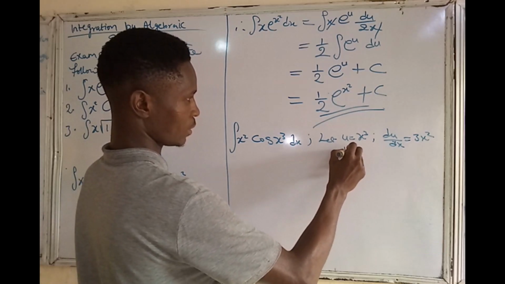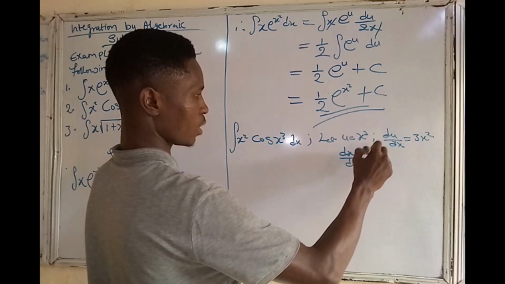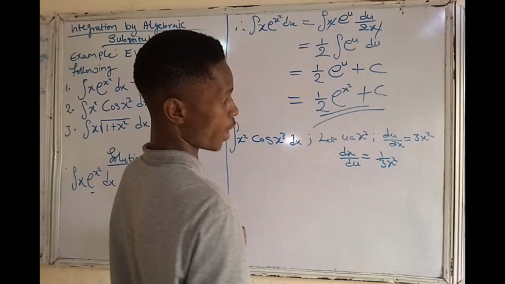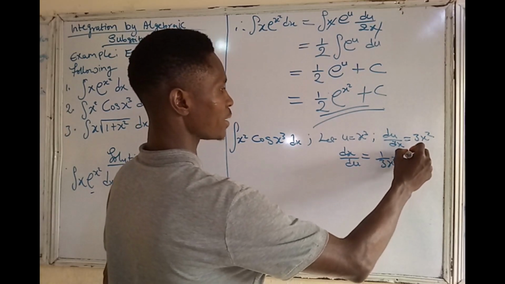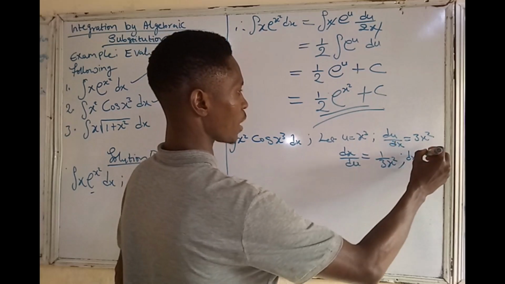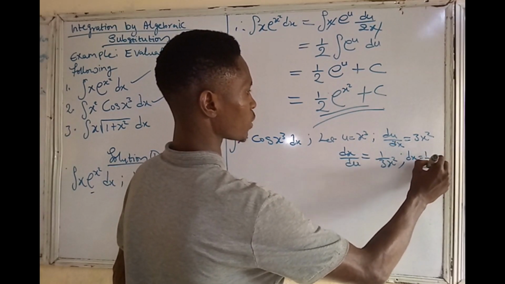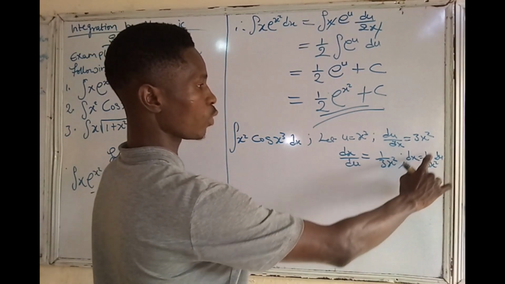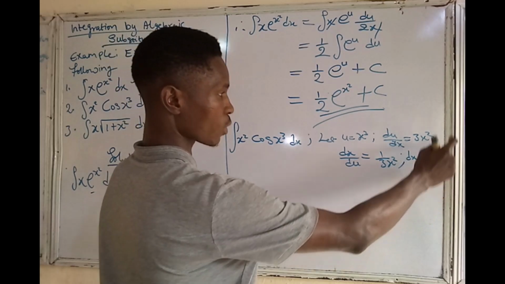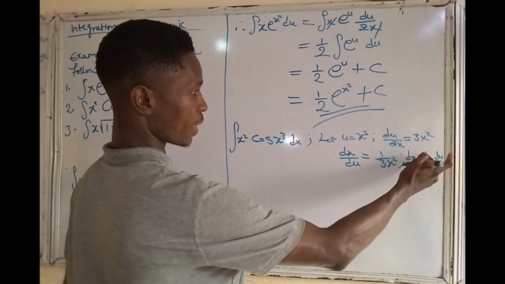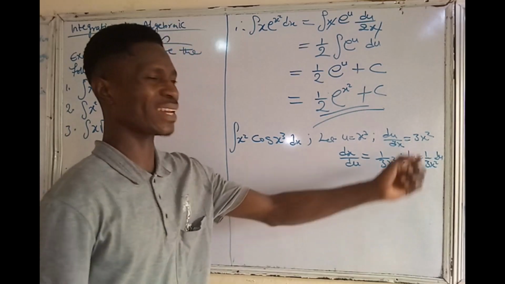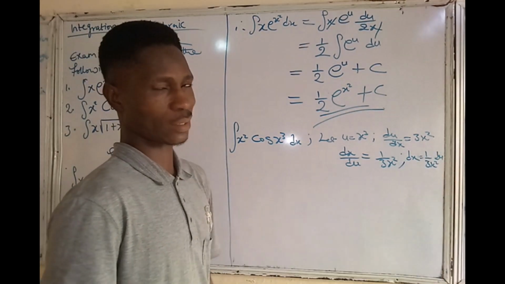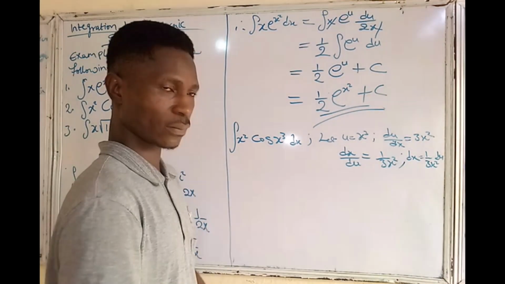That means dx over du, inverting it now, is 1 over 3x squared, which means that dx alone, moving this side, will give us 1 over 3x squared du. Now, du over 3x squared and 1 over 3x squared du is the same thing, because the coefficient of the u there is 1, so we can let it be that way.